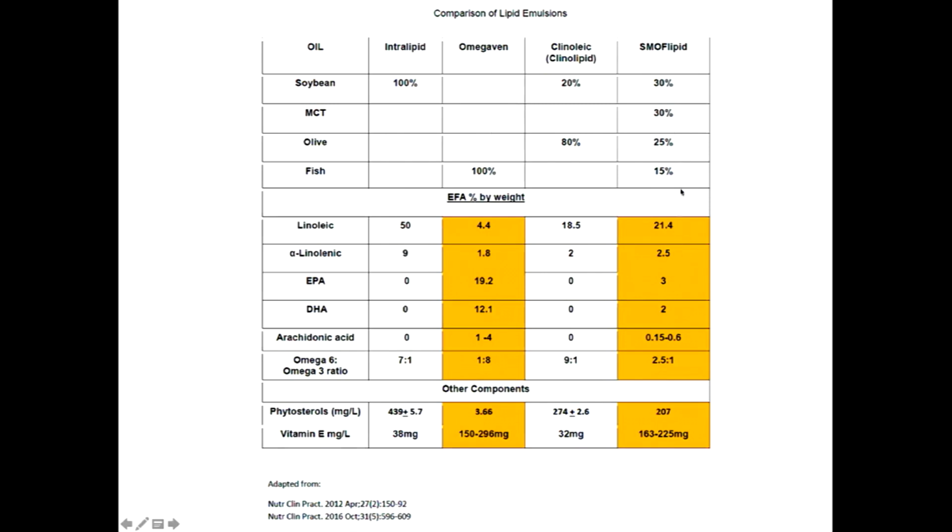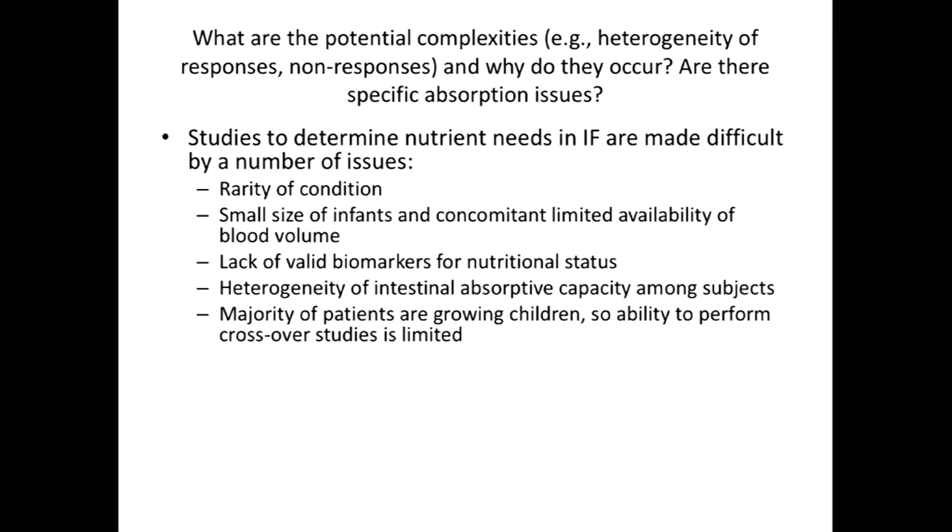We and others are also evaluating the use of Smoflipid as a supportive care therapy for patients who are on prolonged parenteral nutrition. So this obviously brings up the issue of whether certain mixes of long-chain fats are relatively required in higher amounts in intestinal failure patients compared to healthy patients. What kind of potential complexities are noted? Are there specific absorption issues?